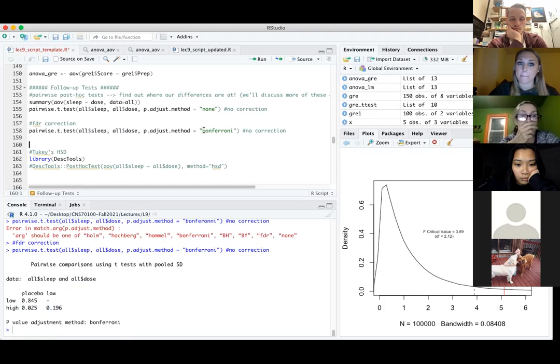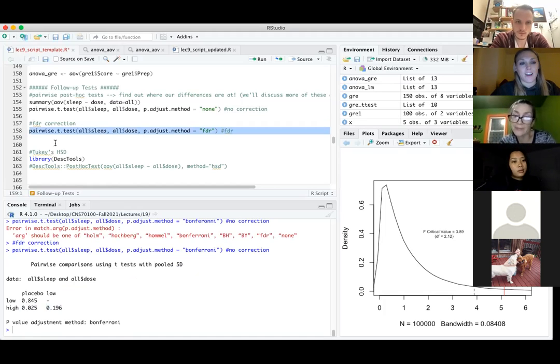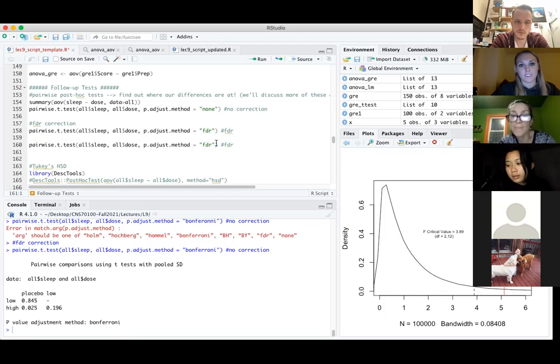I have a question. Yeah. After the FDR corrections, you still have no correction. Oh, yeah. Oh, sorry. And the FDR is which one?